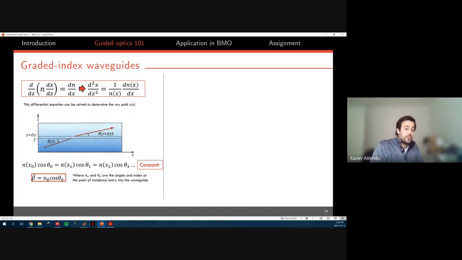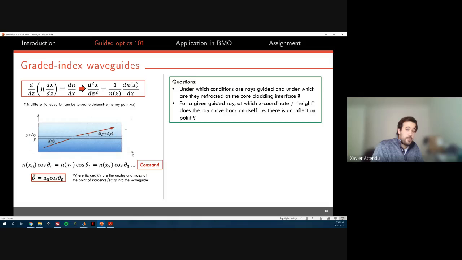Okay? So what you can do, or actually before I keep going, so now, can anybody tell me under which condition the ray of light will be guided? So when can you guarantee that the ray of light will always stay inside your core?